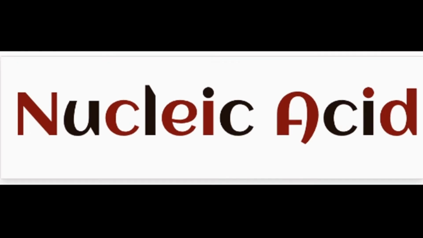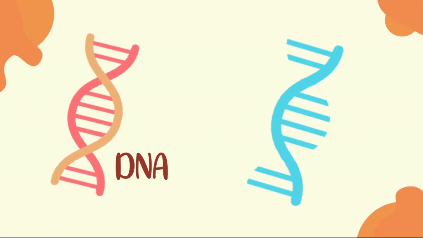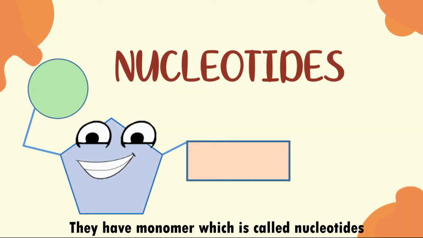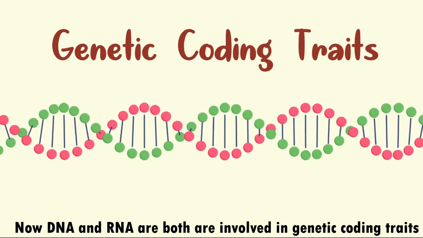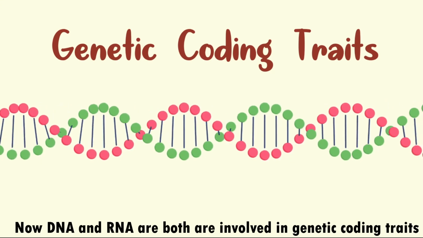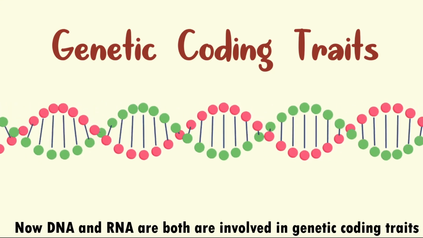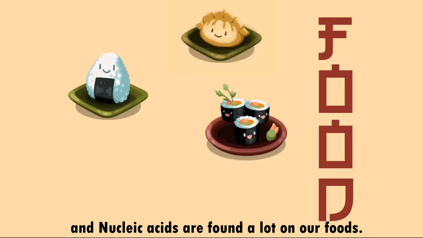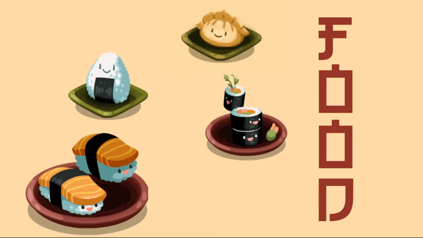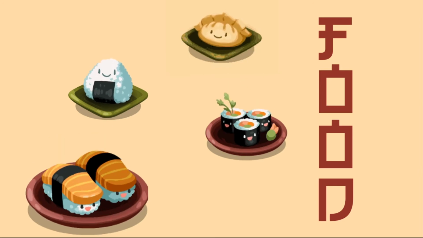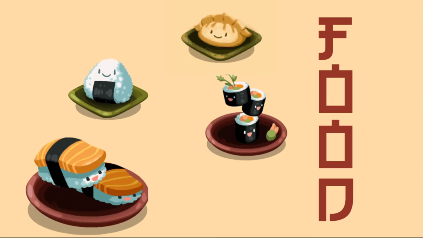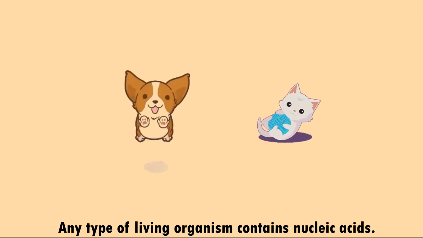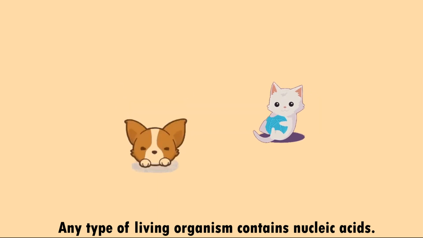Nucleic acids include DNA and RNA. They have monomers which are called nucleotides. Now, DNA and RNA are involved in genetic coding of traits, and nucleic acids are found a lot in our foods. Any type of living organism contains nucleic acids.